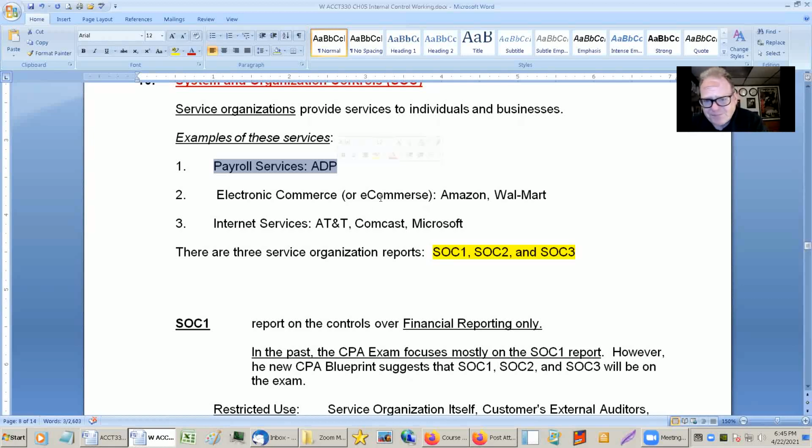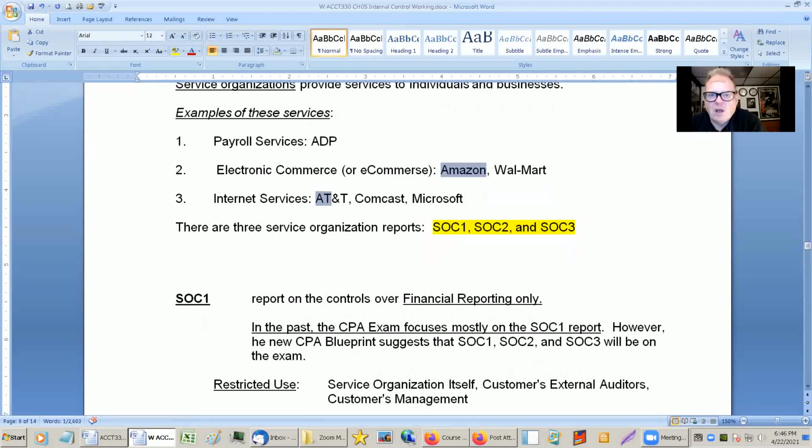Electronic commerce: Amazon, you may have a company that sells stuff on Amazon. There's a lot of big companies that sell stuff on Amazon, not just little companies. Walmart, same thing. Those are services. If you're on Amazon, Amazon isn't necessarily taking possession of your product, but they're arranging for the sale. It's a service. And internet services, say AT&T, Comcast, Microsoft. There's a lot of other stuff, cloud services, all kinds of stuff.